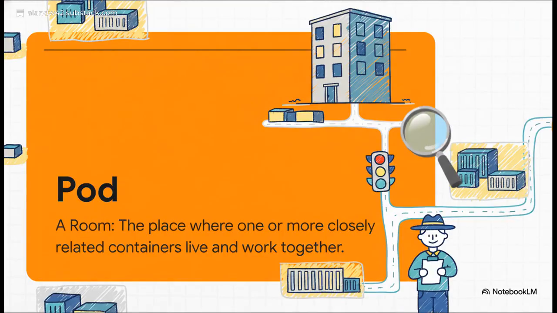Okay, let's zoom in even closer. So we have buildings. What's inside the buildings? Rooms. In Kubernetes, we call a room a pod. And this is super important. The pod is the smallest, most basic unit in our entire city. It's the actual room where our container gets placed to do its job.